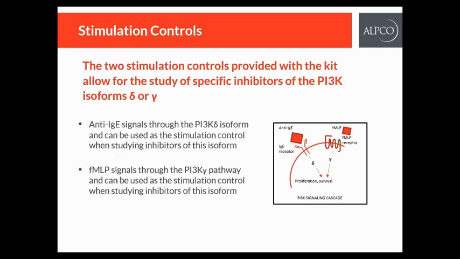Some additional information about the stimulation controls. The two stimulation controls provided with the kit allow for the study of specific inhibitors of the class 1A and 1B PI3 kinase isoforms, delta or gamma. As mentioned on the previous slide, anti-IgE is signaling through the delta isoform, and this can be used as a stimulation control when studying inhibitors of PI3 kinase delta, as well as BTK and SYK. The second stimulation control, FMLP, signals through the gamma pathway, which can be used as a stimulation control when studying inhibitors specifically of this isoform.